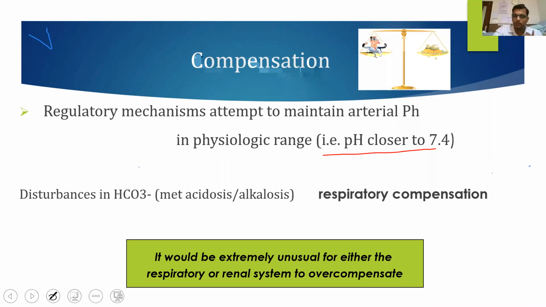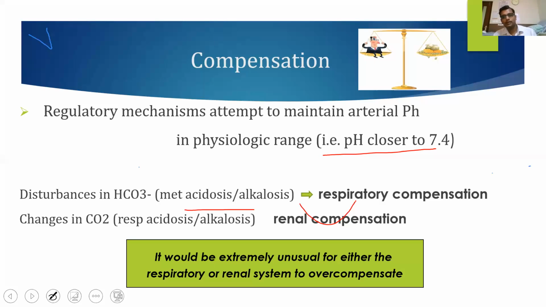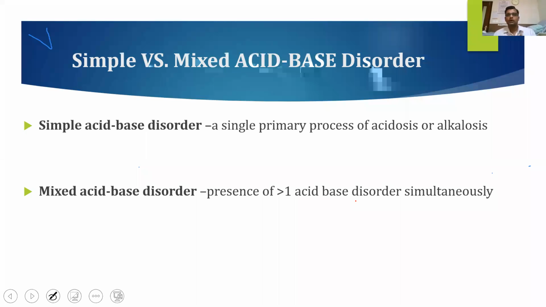If there is a bicarbonate disturbance, that is, if there is a metabolic disorder, the body will try for respiratory compensation, and in respiratory disorders, renal compensation happens. So what is a simple disorder? It means that there is a single primary process of acidosis or alkalosis. Mixed disorder means there is more than one acid-base disorder occurring simultaneously.